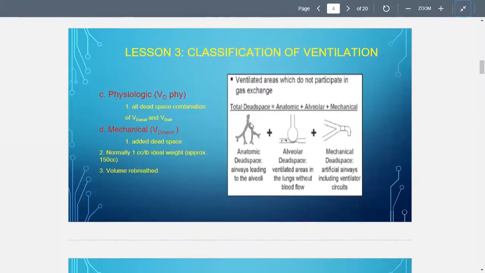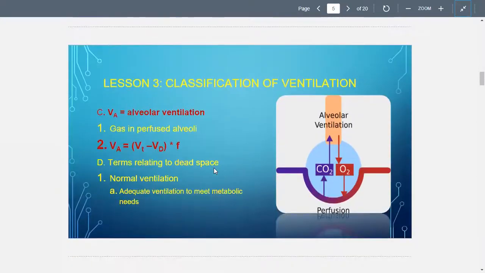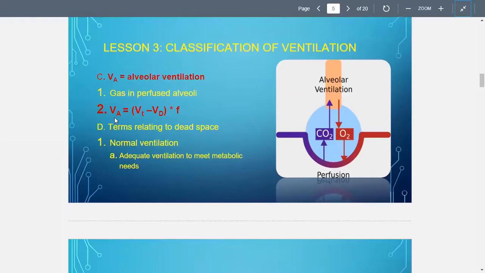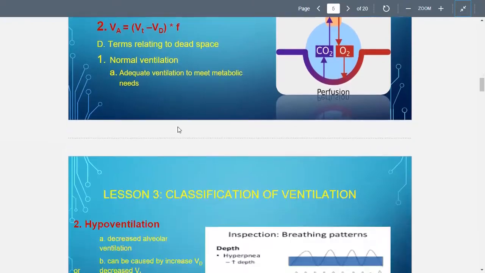Now, we talked about we have anatomical dead space, or the conducting airways. Then we have alveolar dead space when we have ventilation but no blood flow. And then mechanical. This will be the tubing, right? We add extra artificial airway or extra tubing on the circuit. That adds more dead space, which is called mechanical dead space, right? Alveolar ventilation, just showing you how that happens. Alveolar minute ventilation is tidal volume minus dead space times frequency. We went over those.